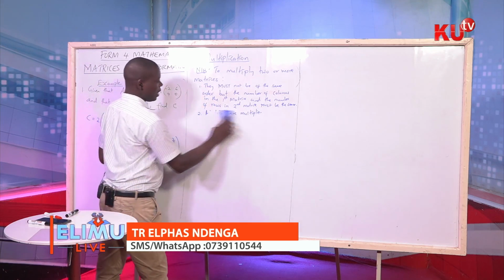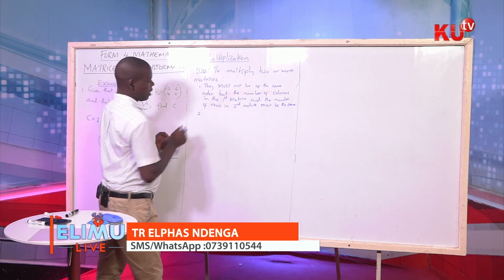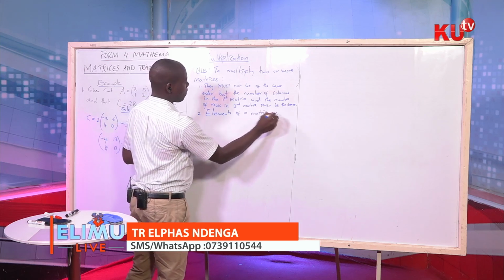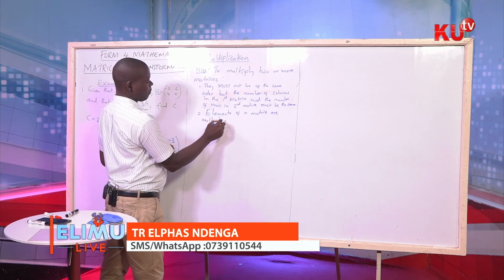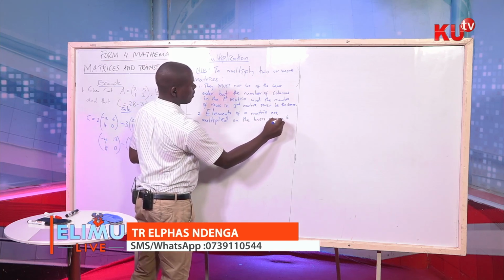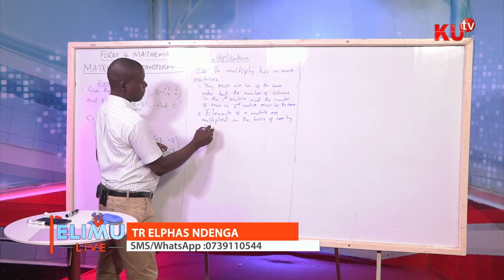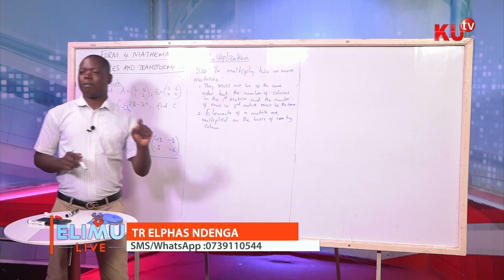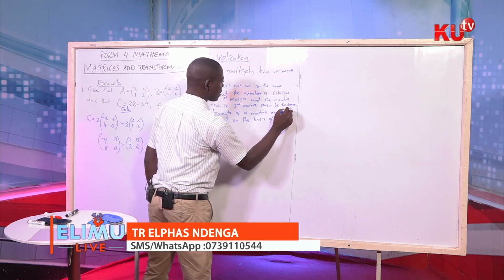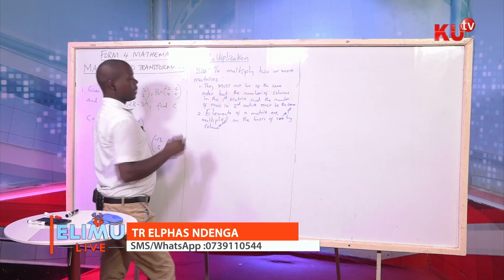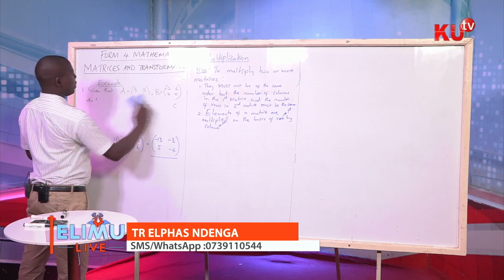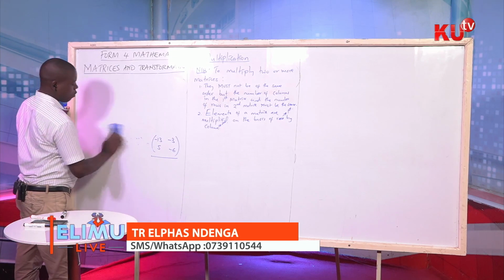Sorry, not matrices, but let's say elements of a matrix are multiplied on the basis of row by column. Row for the first matrix and column for the second matrix. It's important to remember that the row will be from the first matrix and the column will be from the second matrix. That is how we will work out multiplication of matrices in our lesson today under operation on matrices.